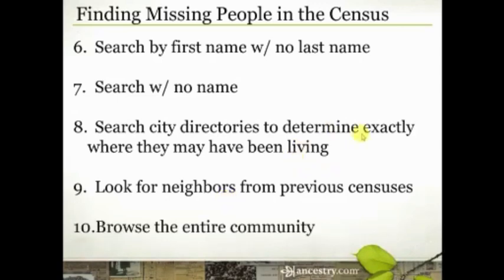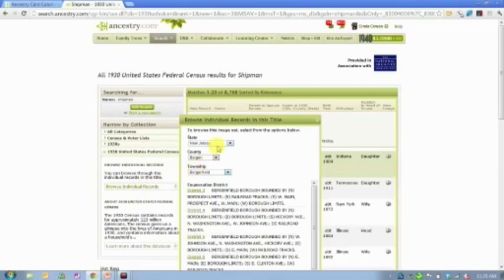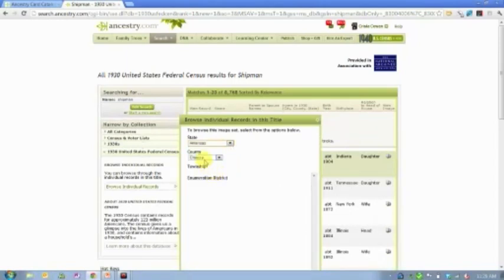Okay, and then finally, and this goes along kind of with number 8, where I will browse the entire community. If I have an idea of where my family members should be living, and it happens to be a particularly small community, this doesn't work so well if your family lives in New York City, but if it happens to be a small community, I can just go directly to browse those records and go directly to the set of records that are for my particular family in that particular place.